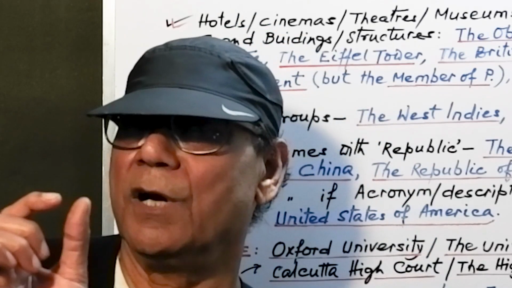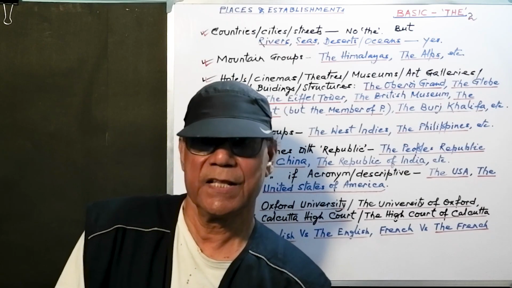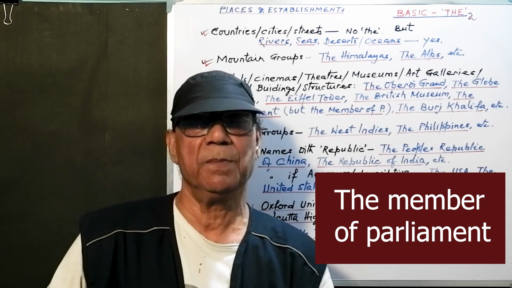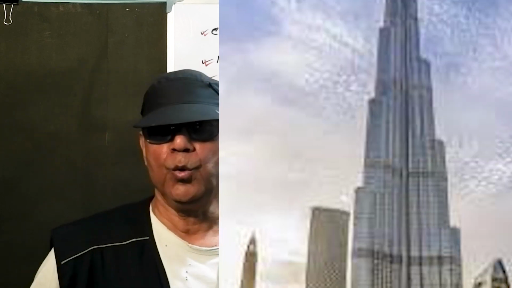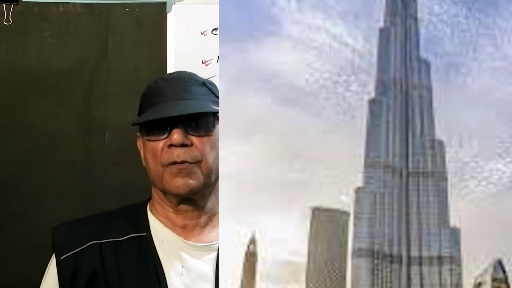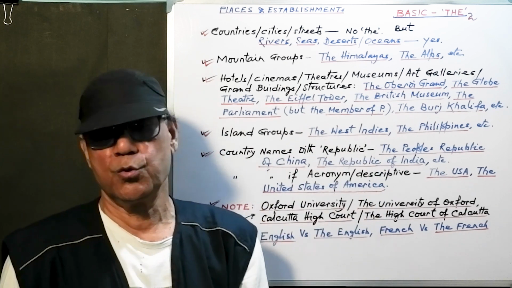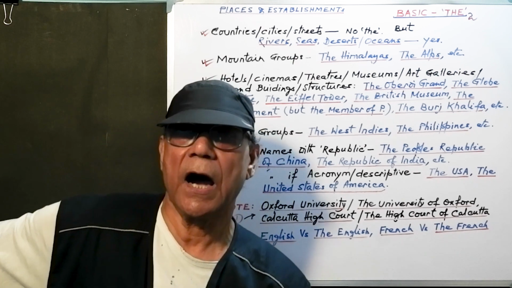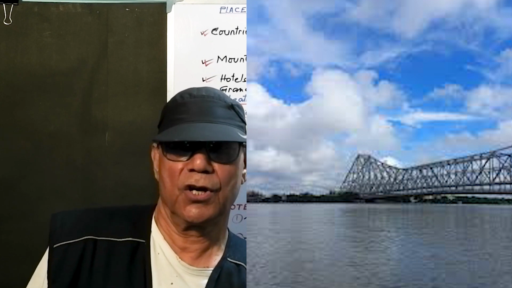Sometimes, this parliament can go without the definite article the. For example, the member of Parliament, not the member of the Parliament. It is simple, the member of Parliament. The Burj Khalifa, a huge complicated structure, famous all over the world. So, the Burj Khalifa. So these are the man-made institutions, man-made constructions, man-made structures. What about Howrah Bridge? The Howrah Bridge, not just Howrah Bridge.